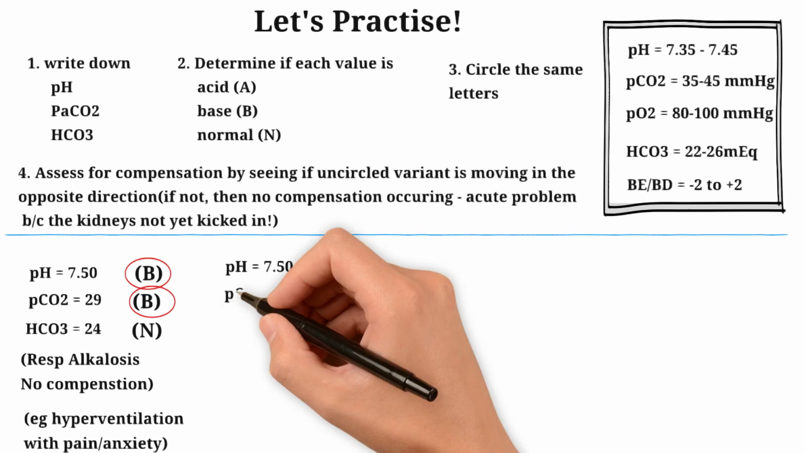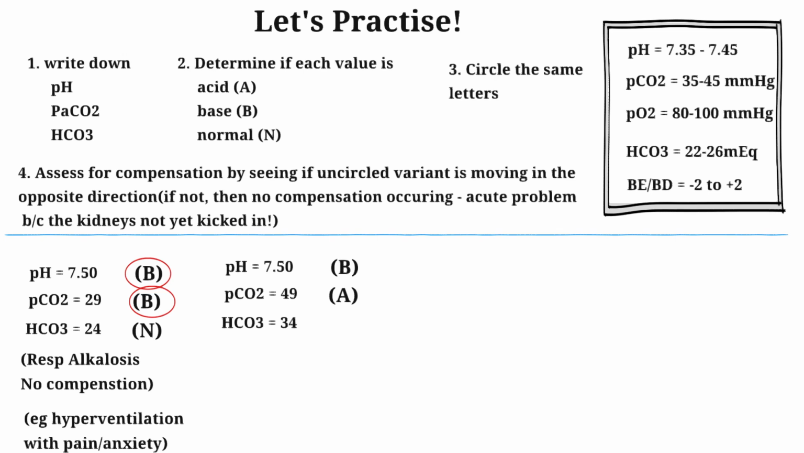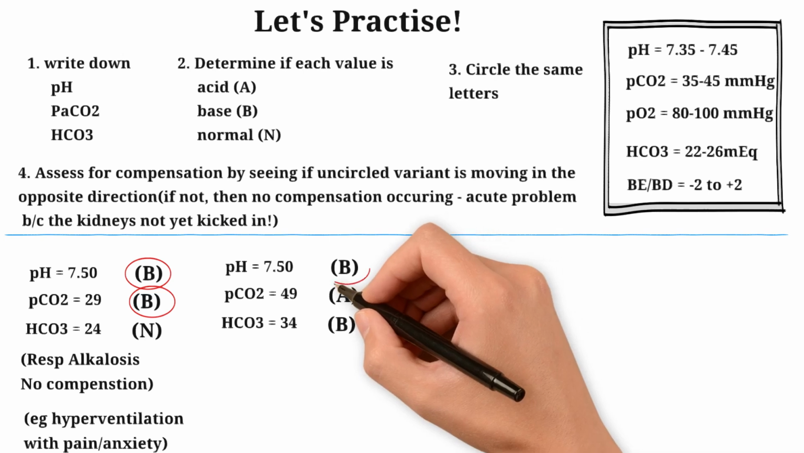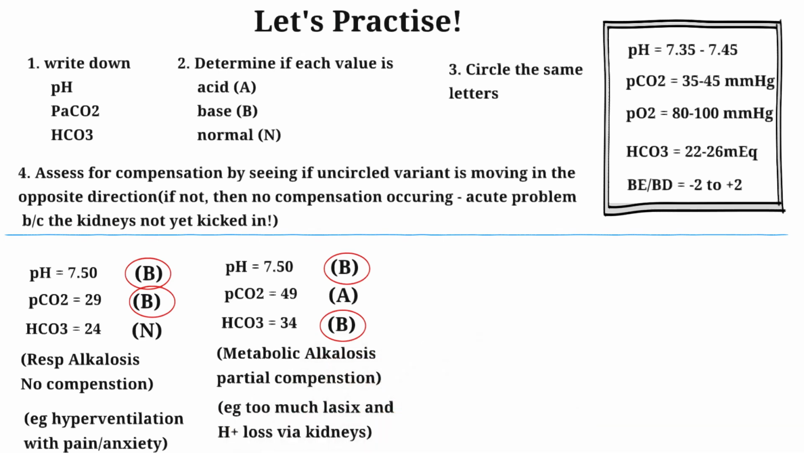Our next one is 7.5 is our pH, 49 is our PCO2, and 34 our bicarb. So we've got a base, an acid, and our bicarb is also a base. So we're circling both the Bs, so our pH and our bicarb. So we've got something metabolic going on here, a metabolic alkalosis. And in this instance, the PCO2 is moving in the opposite direction. So we have some compensation. The lungs are trying to retain, and the instance might be too much Lasix, and we've had hydrogen loss through the kidneys. So we've gone alkalinic. We want to retain some of our hydrogen ions.